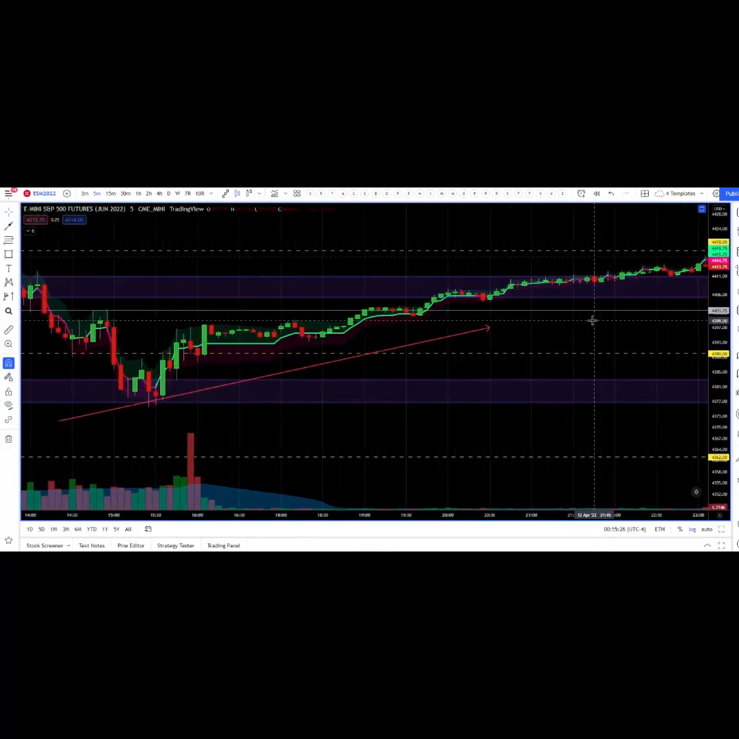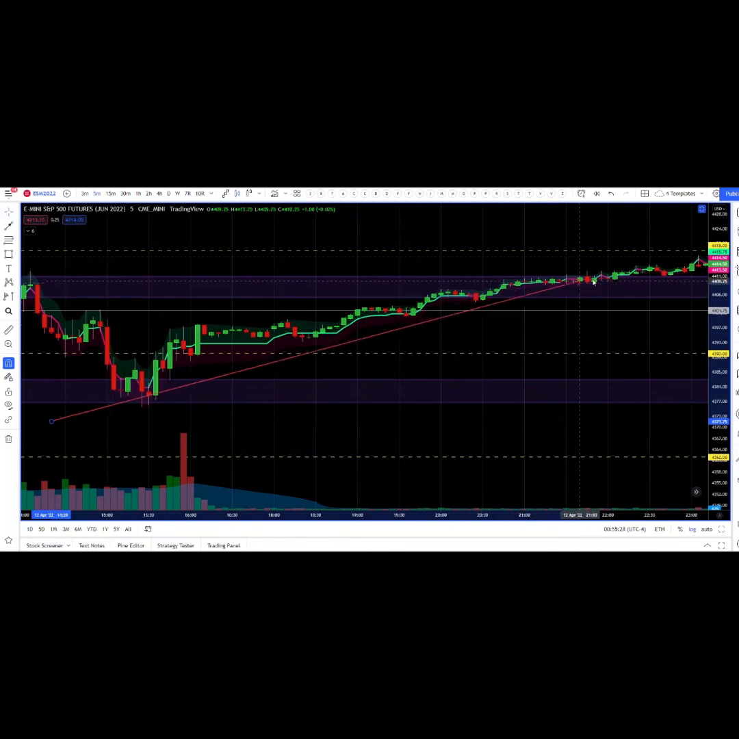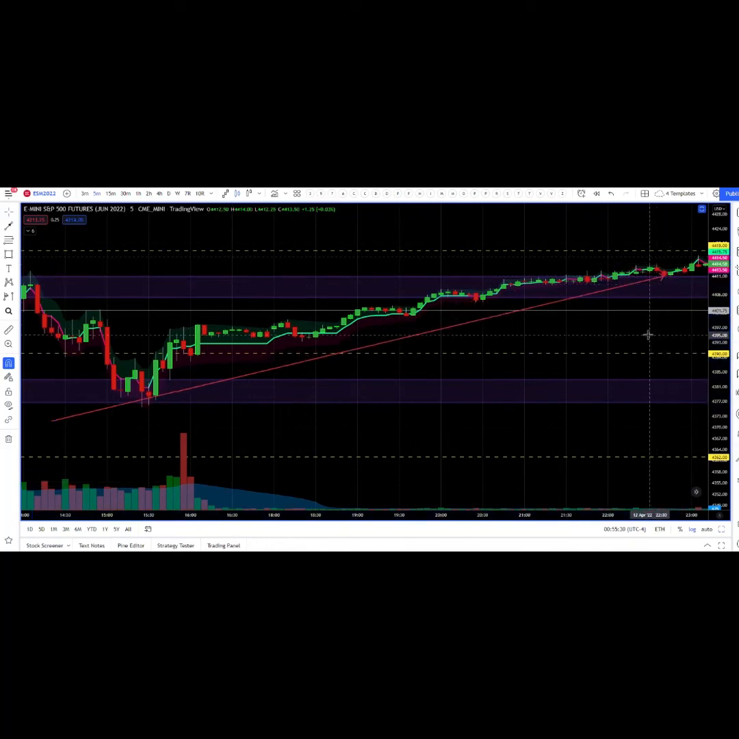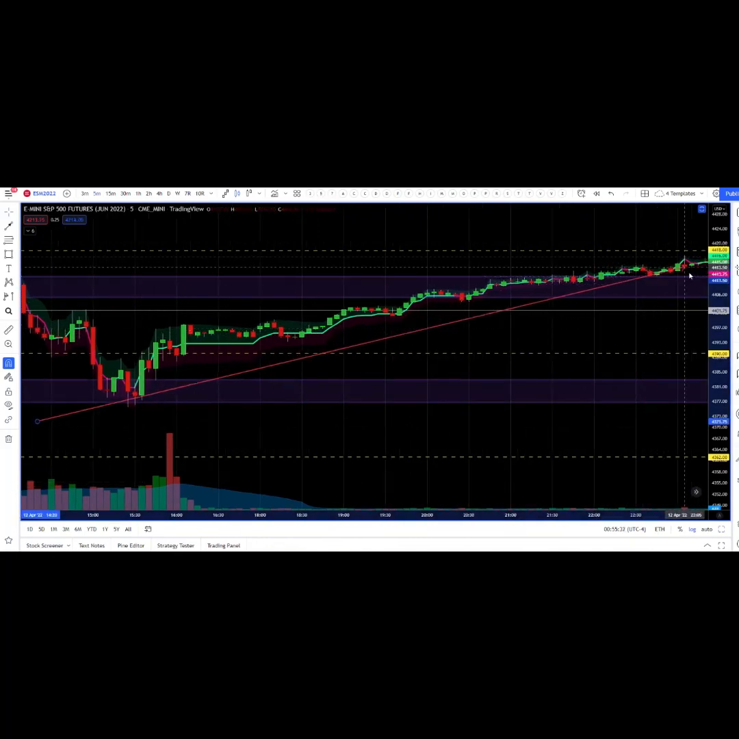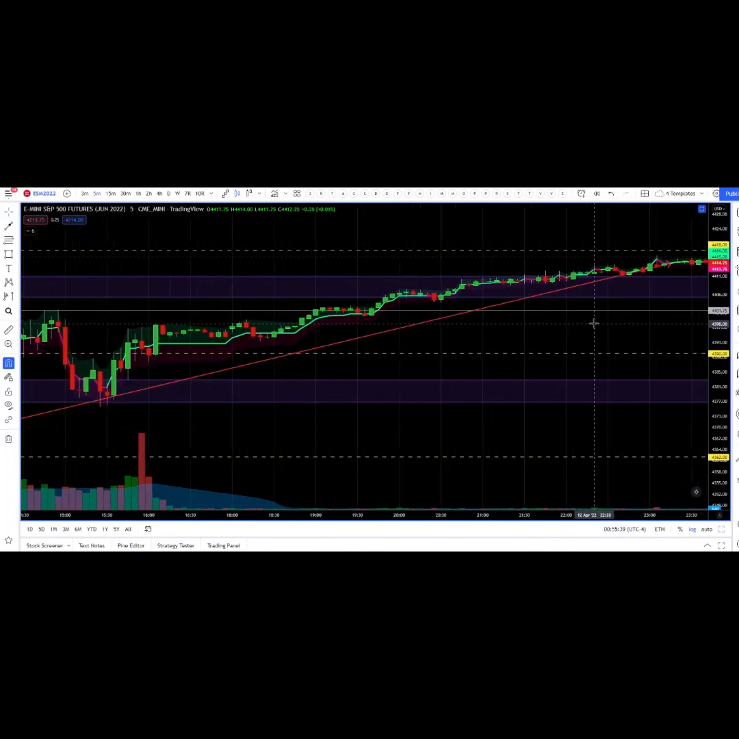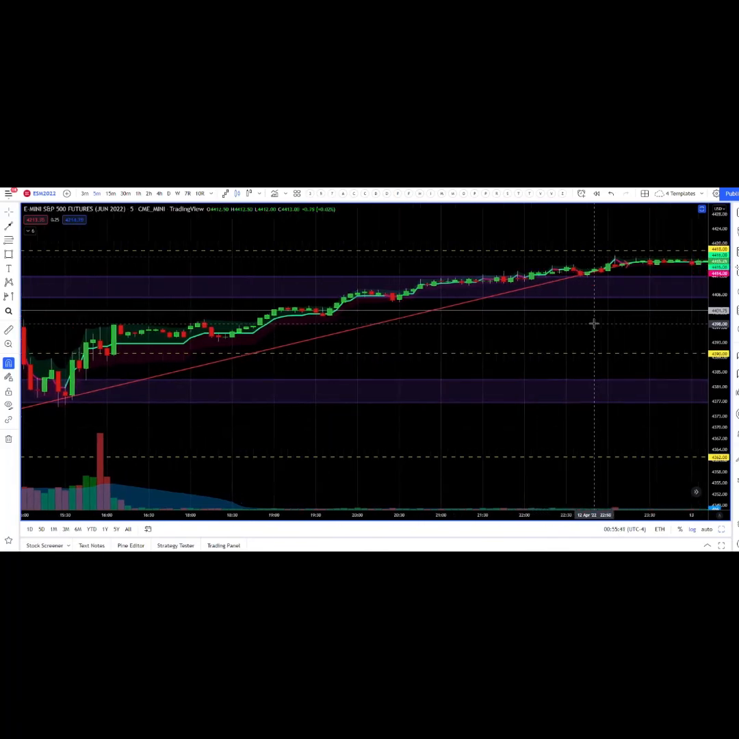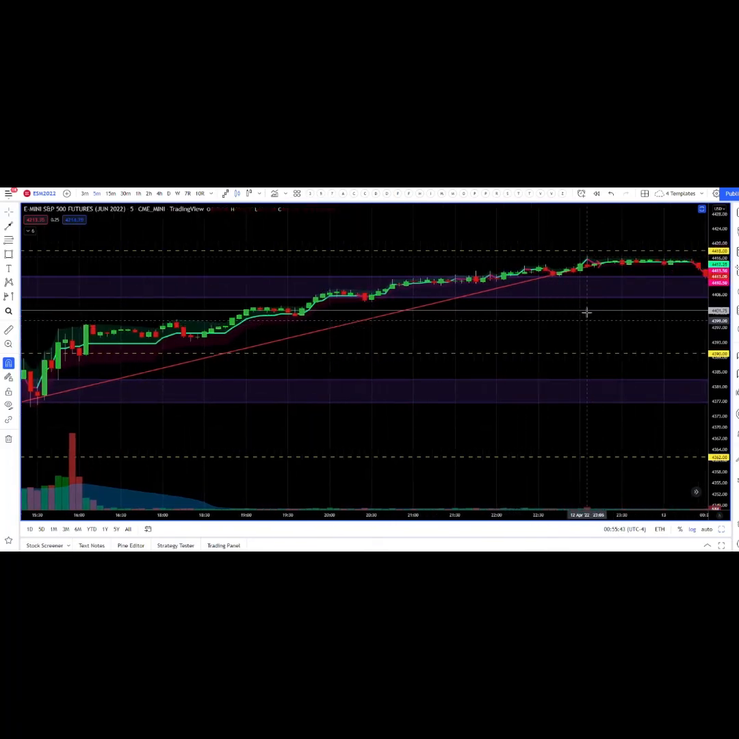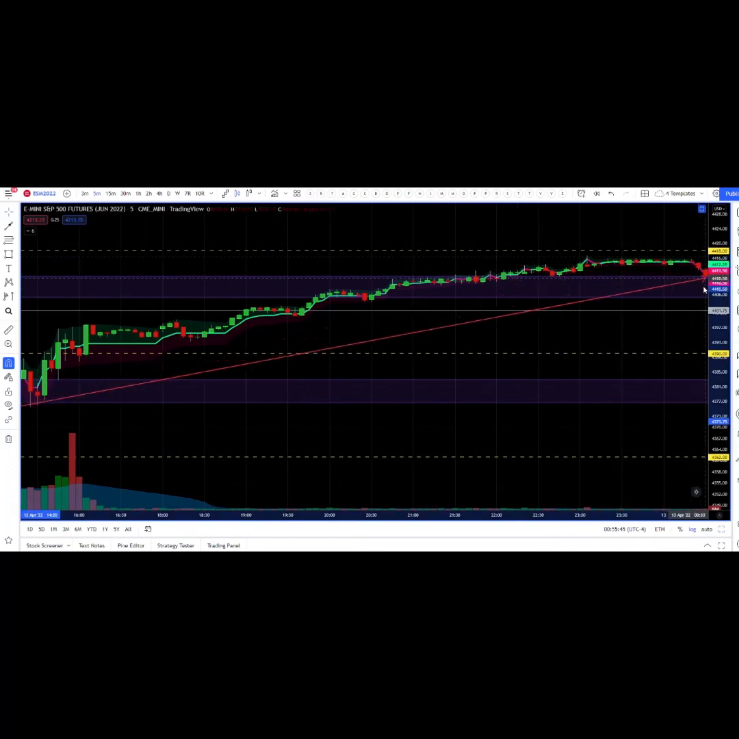Okay, that happens. Broke right through the pivot, pulled back into it, turns pink. Okay, so this green is like a sketchy spot. I mean, it's early Asia. Who knows what's going to happen? But that's technically a spot where you could try to catch the trend. Oh, and then it rolls. So back into the pivot.